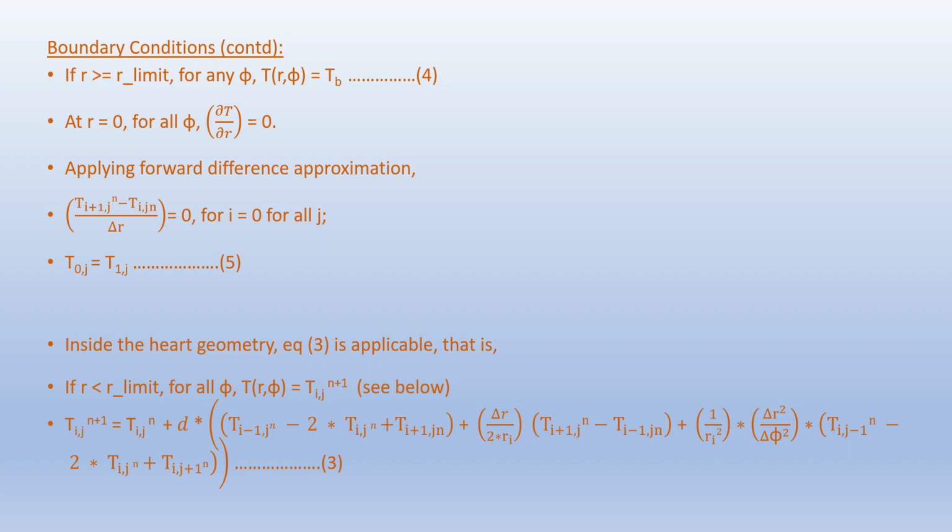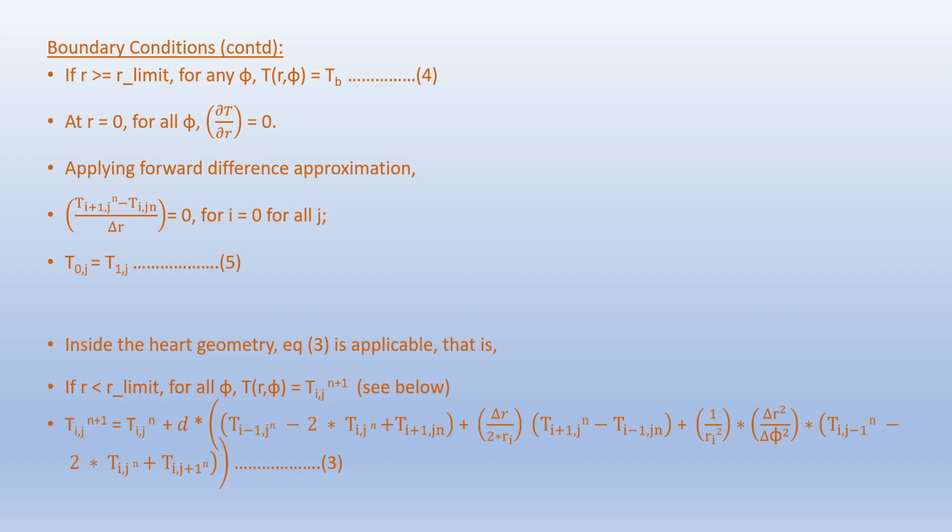At the center portion, r equals 0, we consider that dou T over dou r equals 0, and accordingly, when we use forward difference approximation, T(i+1, j)^n minus T(i, j)^n over delta r equals 0 for i equals 0 for all j. So accordingly, we get T(0, j) equals T(1, j) for all j. These are the boundary conditions.